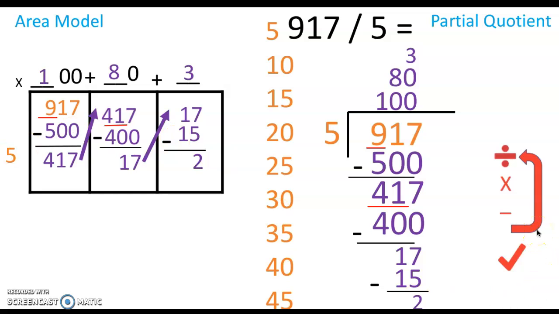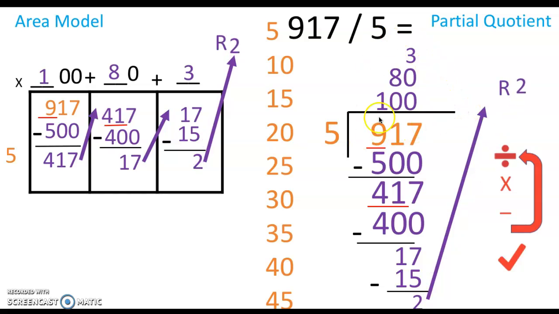What would our next step be? Repeat. But do we have any place values to repeat with? No, so let's go to our last step of check. Is 2 smaller than 5? Sure is. That means that's our remainder.